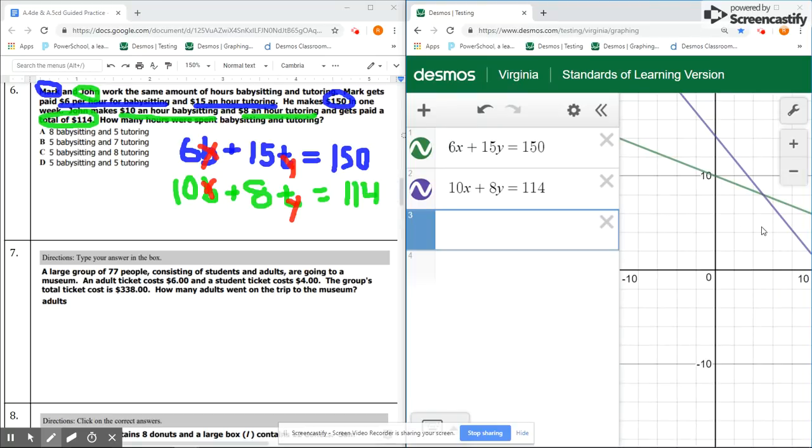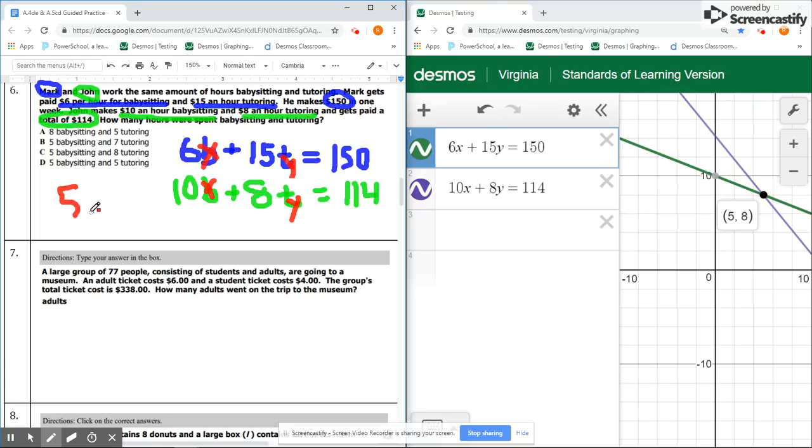Remember, a solution to a system of equations is in the intersection. So we have 5, 8 is our answer. All right, that's our solution. Remember that x is b, so that was for babysitting. So 5 for babysitting, and 8 was for the tutoring, t. So 5 hours were spent babysitting and 8 hours were spent tutoring. That looks like option C.